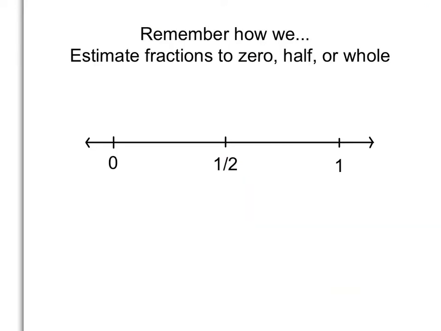All right, remember how we estimate fractions? We decide if they're closest to 0, 1/2, or 1 by looking at their numerator and their denominator, finding what is half and saying, is this closest to 0, the whole group, or half the group?